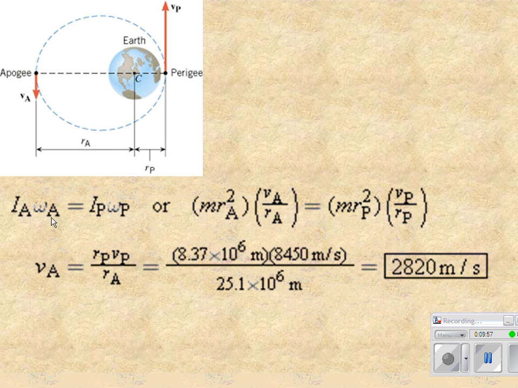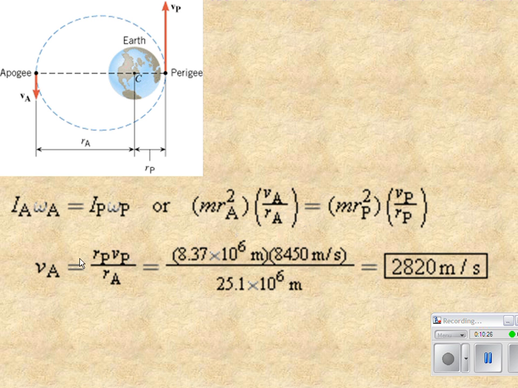Now to look at that mathematically, what we say here is that I omega equals I omega. In other words, the angular momentum before equals the angular momentum after. In other words, the angular momentum out at position A equals the angular momentum at position P. Now, the I value for a mass going around the Earth is mr squared. Angular velocity has the equation v over r. So you do that for both sides.